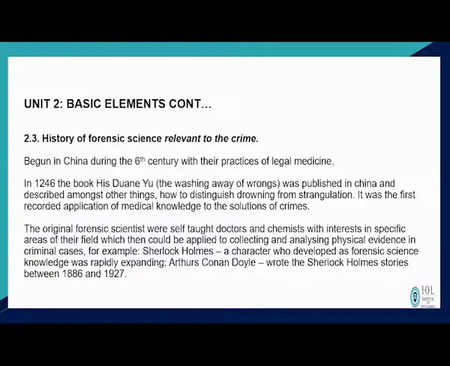The original forensic scientists were self-taught doctors and chemists with interest in specific areas of their field, which could then be applied to collecting and analyzing physical evidence in criminal cases. For example, Sherlock Holmes was a character who developed as forensic science knowledge was rapidly expanding. Arthur Conan Doyle wrote the Sherlock Holmes stories between 1886 and 1927.